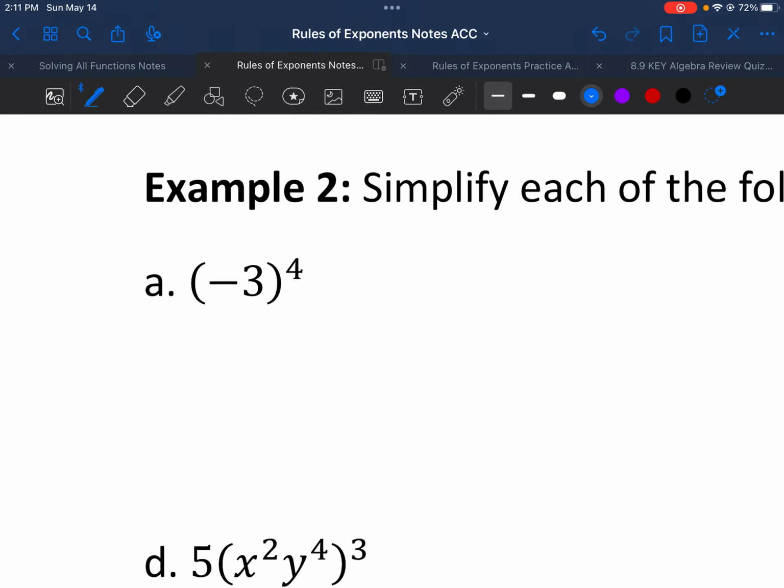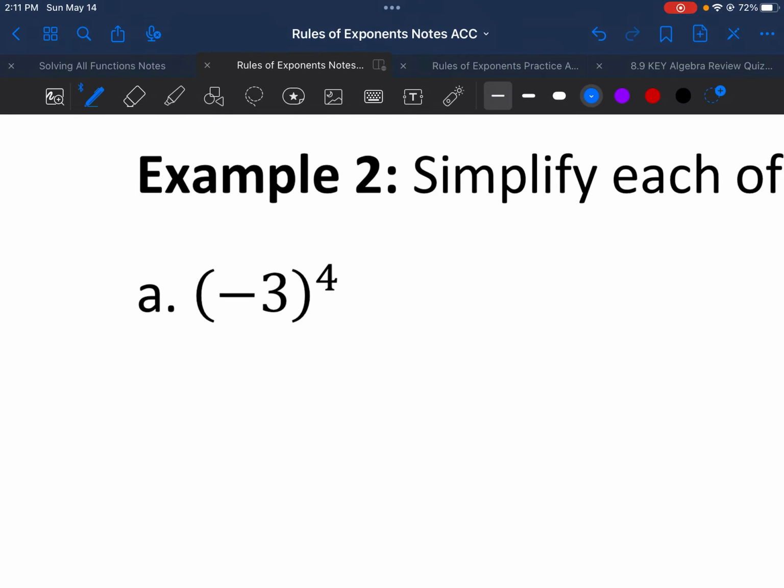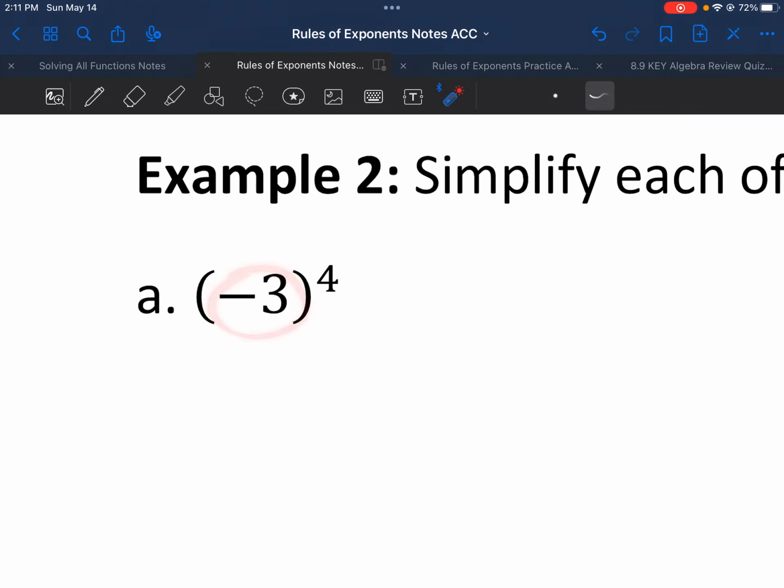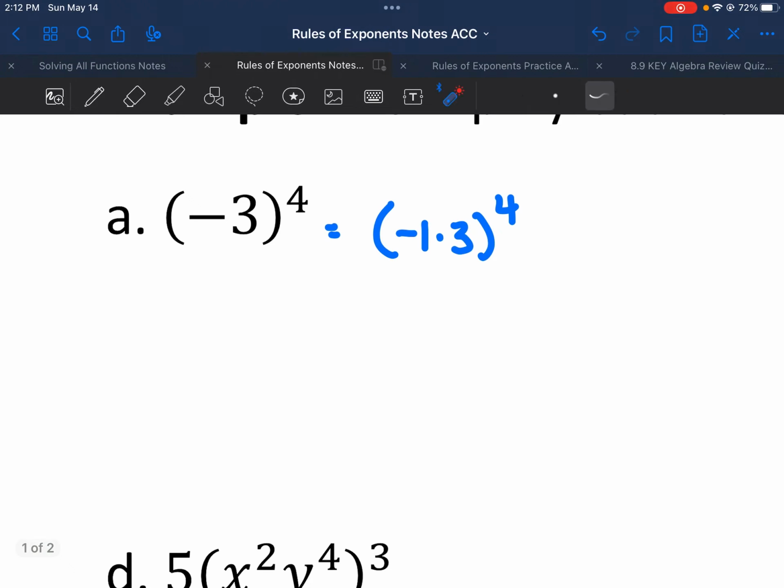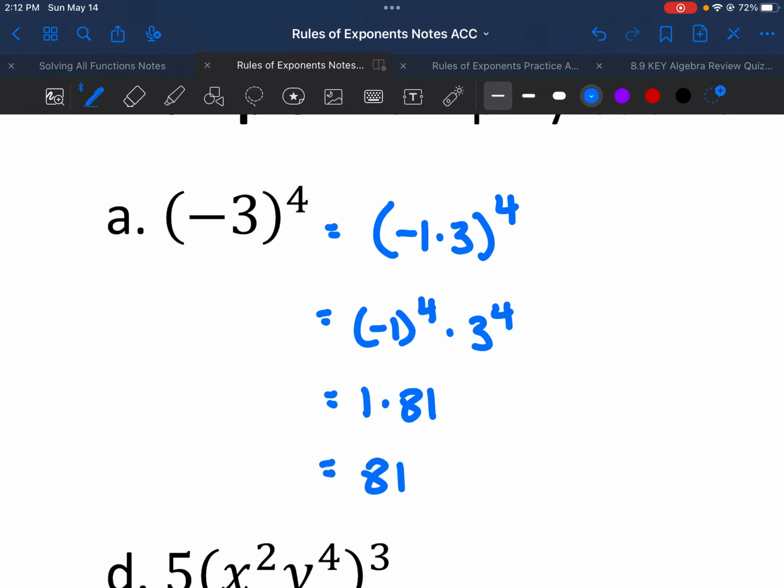So here we go. (-3) to the 4th power. All right, when you see a negative inside the parentheses, or honestly, if you see a negative something in general, we can look at it like this. This would be -1 times 3 to the 4th power. Because it's just strictly multiplication, we can distribute the power 4. This is now (-1) to the 4th times 3 to the 4th. -1 raised to an even exponent is always going to be +1. 3 to the 4th is 81. 1 times 81 is 81.